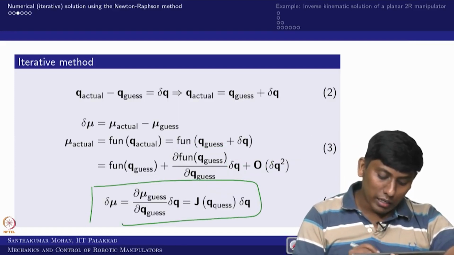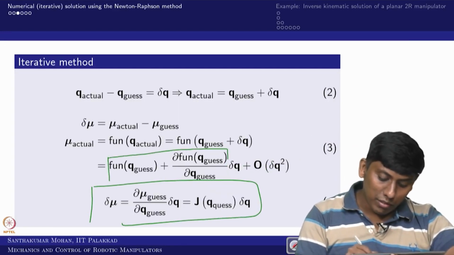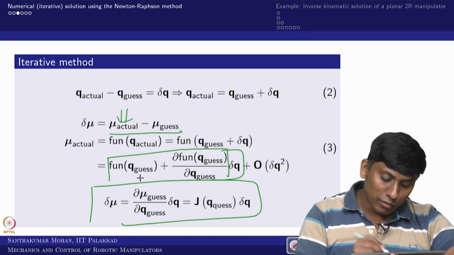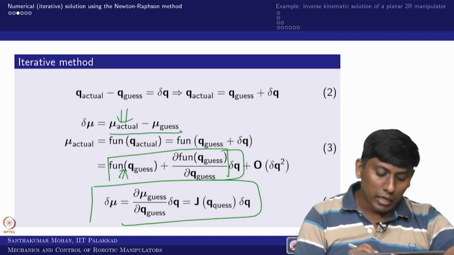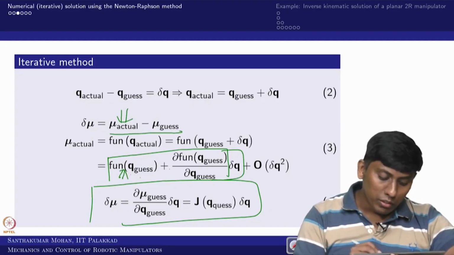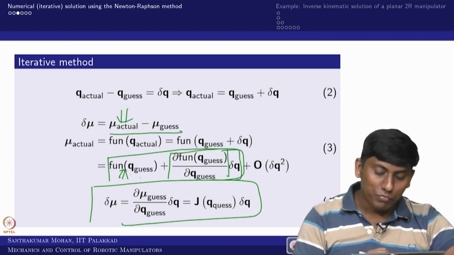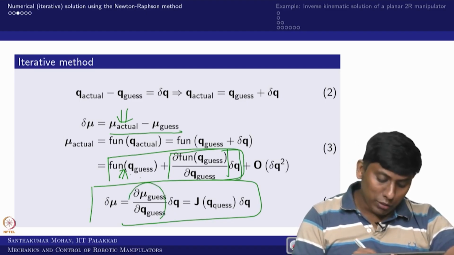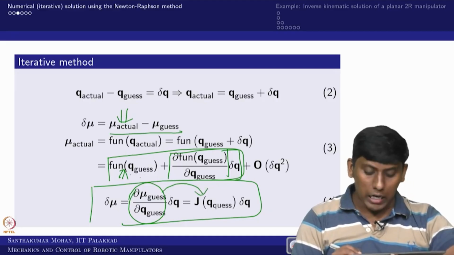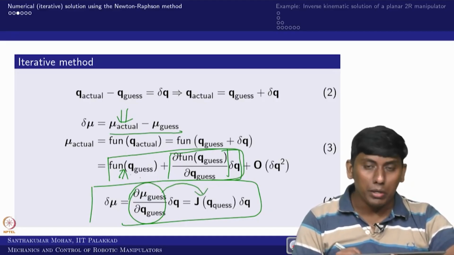So you can write this is your case, and now you can substitute mu actual in this form. So this will give mu guess, and you have mu actual is mu guess plus this. So if you substitute, this 2 will go and only this would remain, right. So this partial derivative would be in the form of a matrix, and that matrix I am calling J of q guess, which is nothing but a Jacobian matrix.